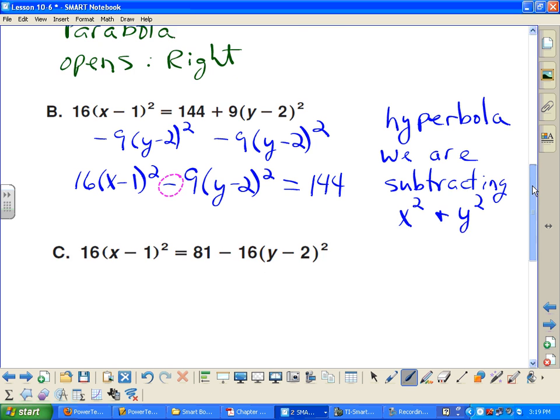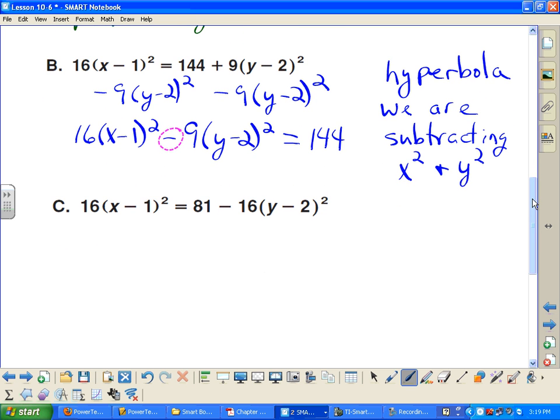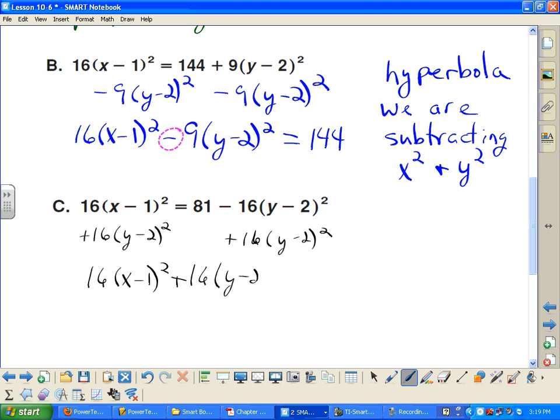But we don't need the standard form, we just need to get it to where we can identify it. Okay. Letter C. For letter C, we're going to do the same thing we did with letter B. First of all, we want to get the x's and y's on the same side. So we're going to add 16 times the quantity (y minus 2) squared. So we get 16 times (x minus 1) squared plus 16 times (y minus 2) quantity squared equals 81.